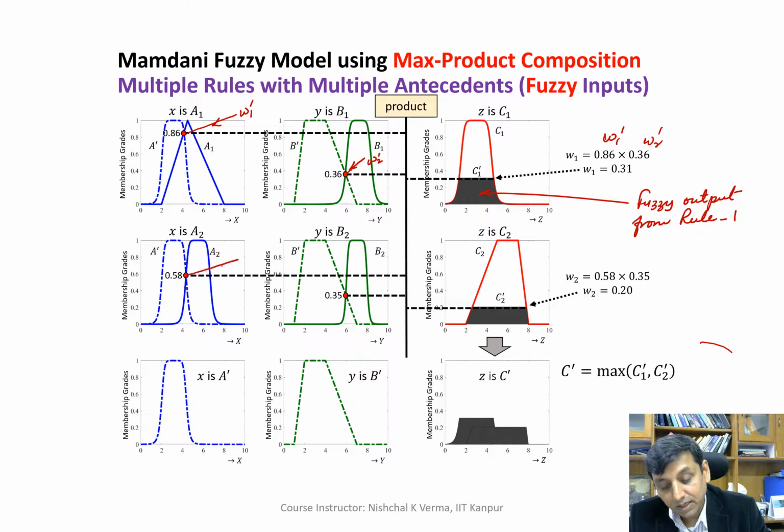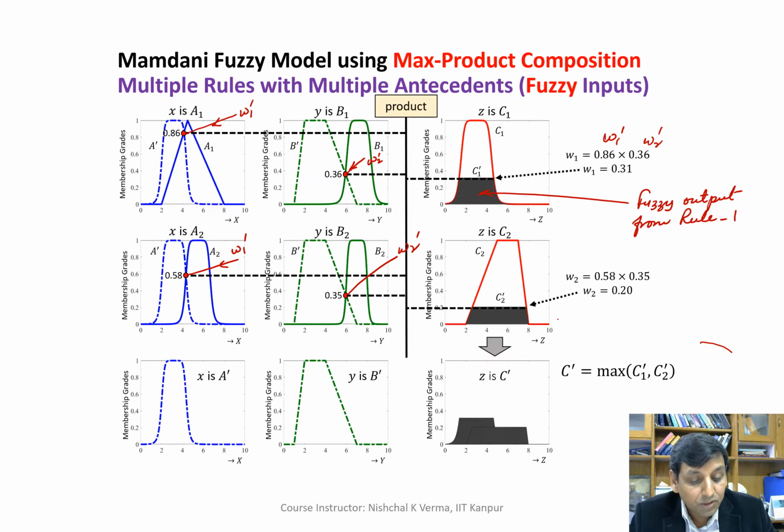Similarly, here also we are getting some output on the same lines. Here also we have the W1 dash, W2 dash. When we use max product composition, we take the product, in this case the product of W1 dash, W2 dash.